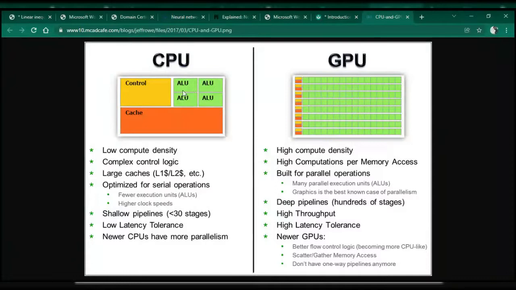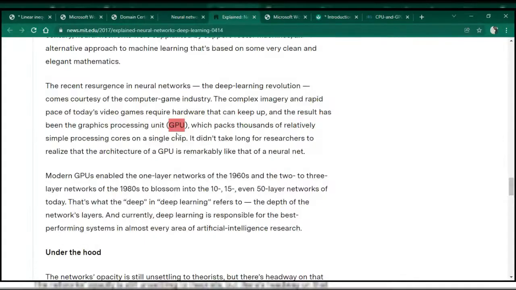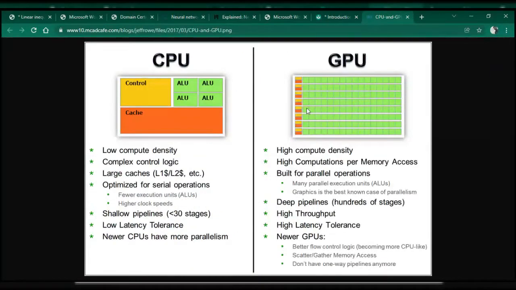The CPU can do only one job at a time, and the GPU can do multiple jobs at a time. For a few things the GPU is better, for a few things the CPU is better. In gaming, the GPU is more important, whereas in calculations and mathematical tasks, the CPU is better. A GPU packs thousands of relatively simple processing cores on a single chip, so they are very small, and there are multiple cores on a GPU. The CPU also has them, but they are bigger and more powerful.